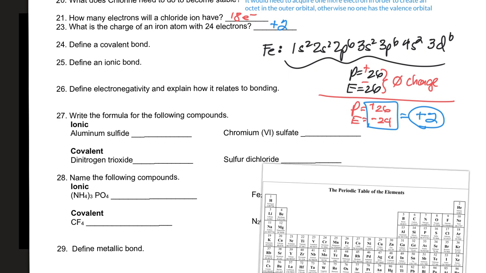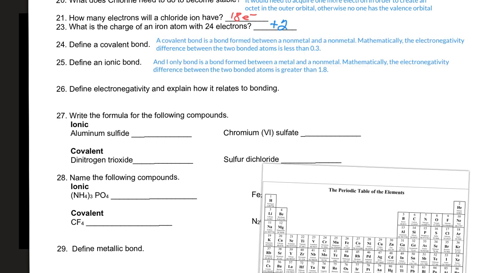All right, so there's that. Let's go ahead and take a look at 24 and 25. What I'm going to do here is define these for you, put them on the screen, and then I'll explain a little bit about that. All right, so here are the 2 definitions. The definition for a covalent bond is the following. A covalent bond is a bond formed between a nonmetal and a nonmetal. So you have 2 nonmetals.